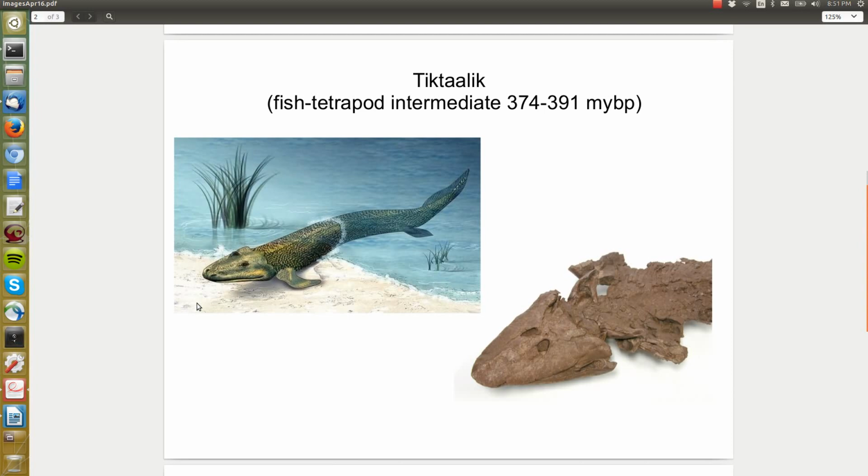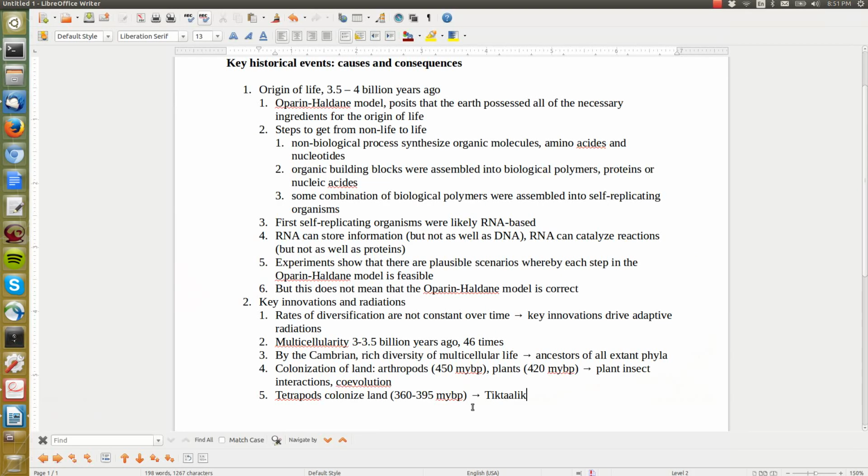So again, colonization of land by tetrapods is another example that led to major radiations. I want to point out, though, that you can also get adaptive radiations on smaller scales. We've been talking about really major innovations that led to evolutionary radiation, but you can have evolution of novelty on smaller scales that can lead to smaller radiations.